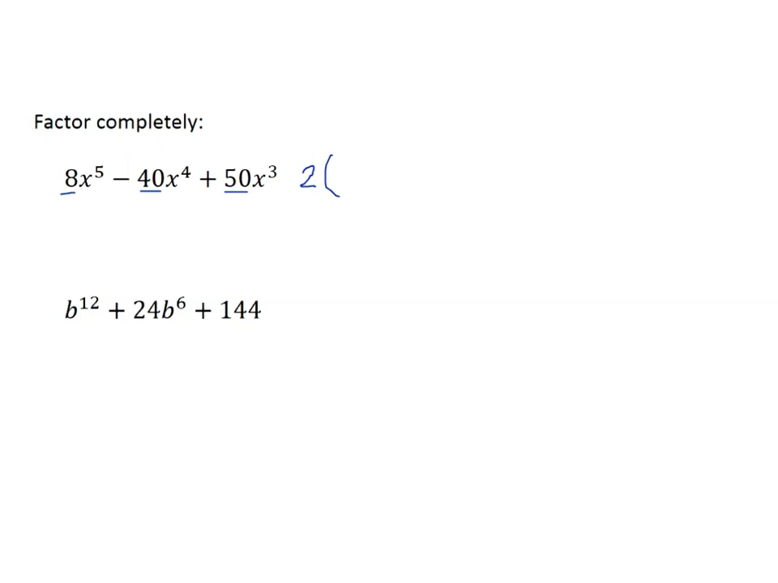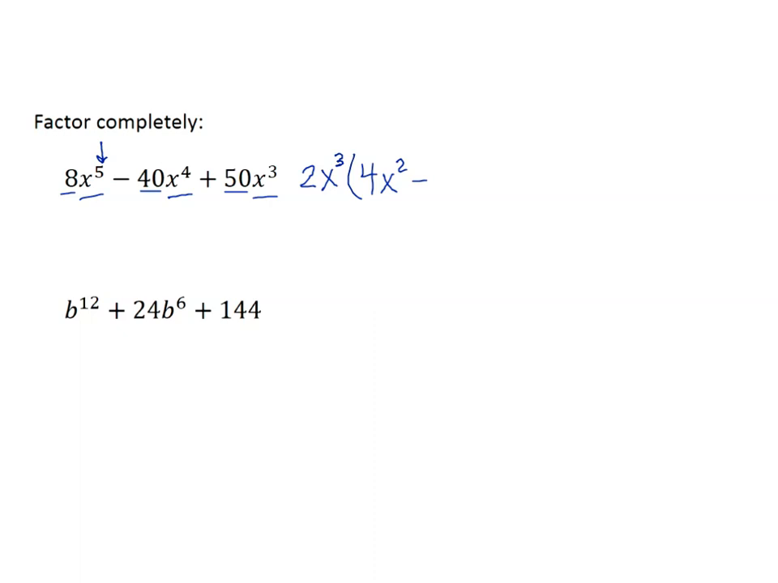oh wait, I can also look at my variable terms, right? What can I factor out of x to the 5th, x to the 4th, and x to the 3rd? Well, they all at least have x to the 3rd. So I can also take out an x to the 3rd. When I do that, 8 divided by 2 will give me 4. And if I had an x to the 5th, and now I'm taking out 3 of them, that's going to leave me with x squared.